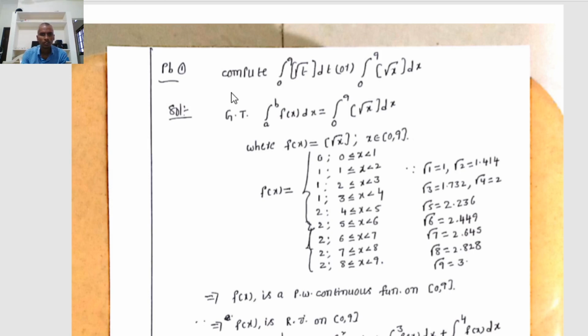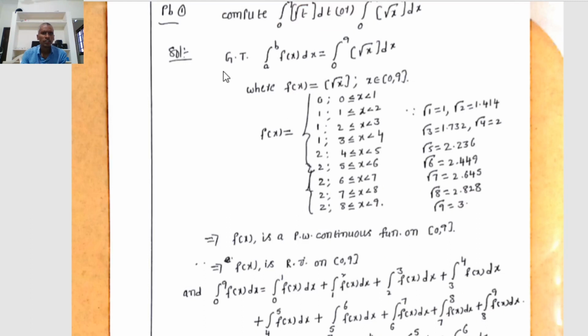First one, compute the integral from 0 to 9 of the integral part of root x dx. The integral part of root x dx, with integration limits 0 to 9.